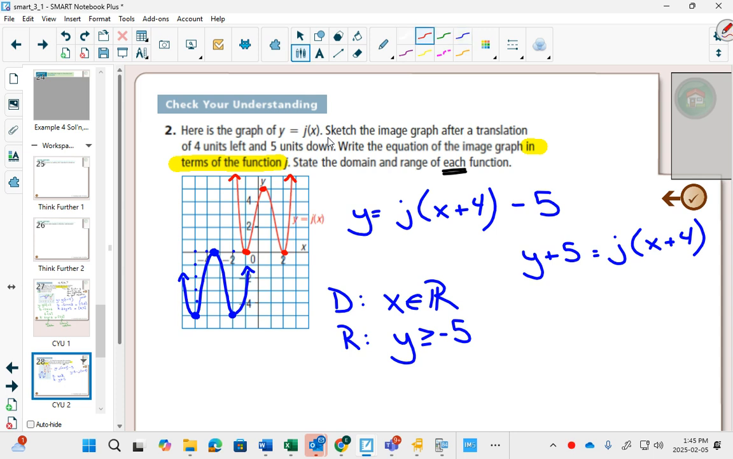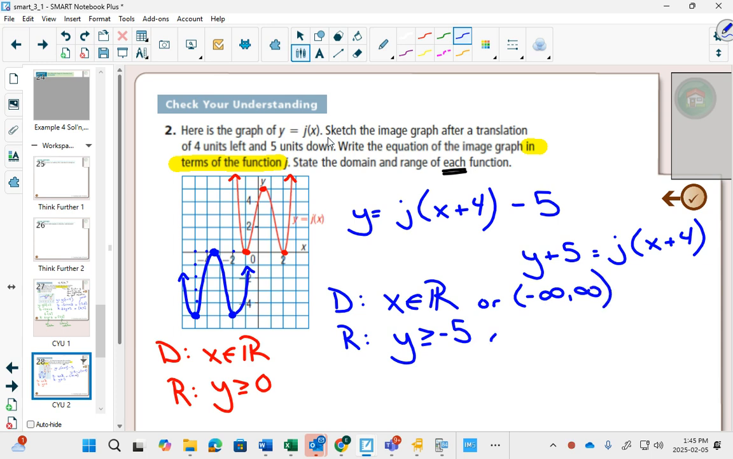For my original graph, which was in red, its domain also is everything, but its range was the y values bigger than or equal to 0. I'll do both. This is interval notation for this one. So when it goes up forever in interval notation, you would write an infinity sign.